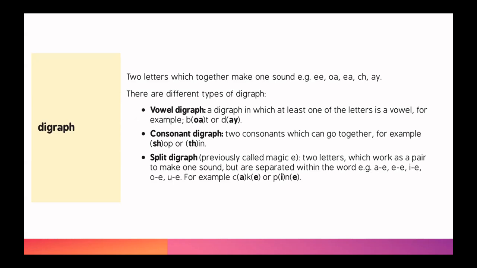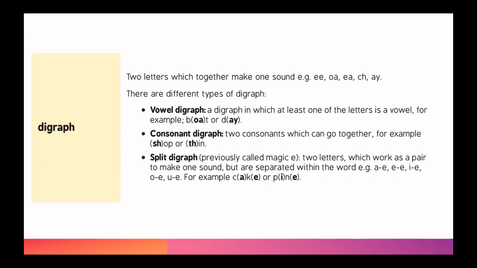Then you have your digraphs. These are some of the key terms that you will begin to see when you are teaching. You are actually now teaching phonics. So digraph, I have mentioned in my previous video, but I'm going to do it again. A digraph is where you have two letters that make one sound. A digraph, two letters that make one sound. You have the EE, the OA, the CH and the AY. When you put these letters together, there are two letters that make one sound. That's why they're called a digraph.